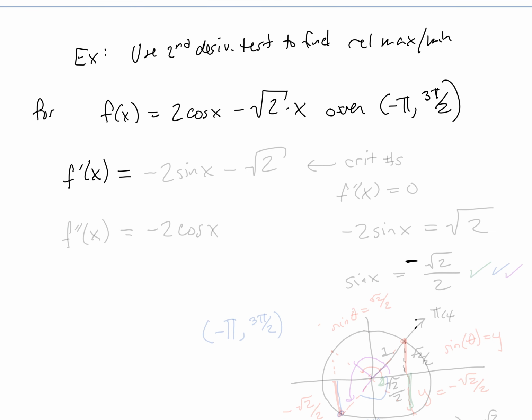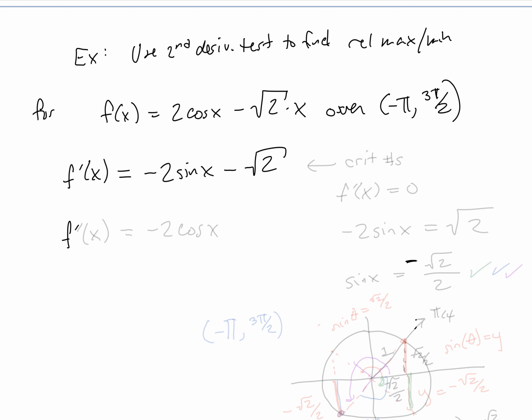So our first derivative, the derivative of 2 cosine of x, is negative 2 sine of x, minus the derivative of square root of 2 times x. That's a constant times x, a linear function. The derivative of that is just the slope, so negative 2. And we'll also end up needing to find the second derivative.